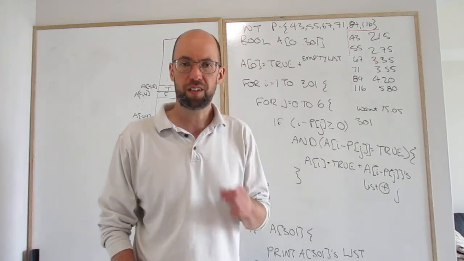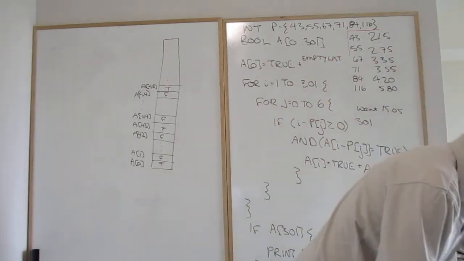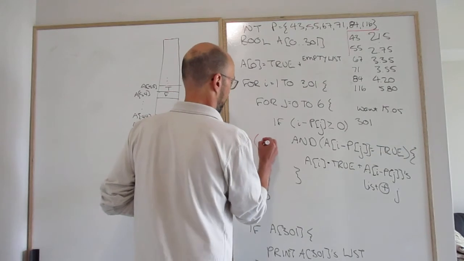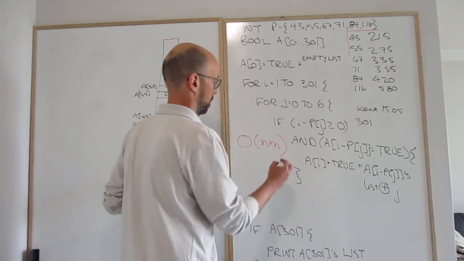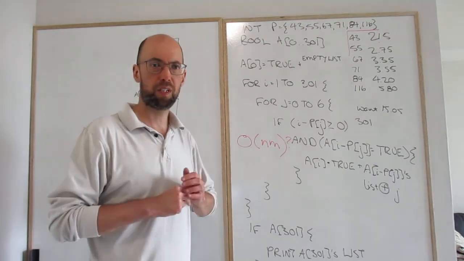Oh wait, that's still the answer. So n times m. So this is order nm. Right? People like that?